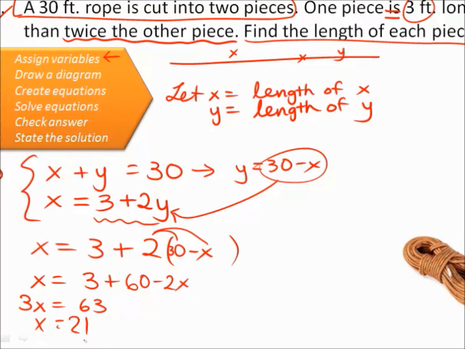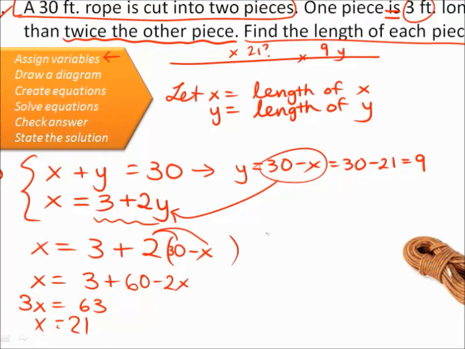So now we can check our answer and see if it's reasonable. Could one of these pieces be 21? Sure. What would the other piece be? Well, the other piece would be 30 minus that 21, which is 9. So the other piece should be 9. Does that work? 21 plus 9 is 30. Great. And 3 feet longer than twice the other piece. So 9 doubled is 18 plus 3 is 21.